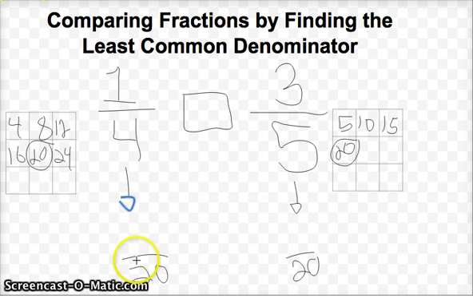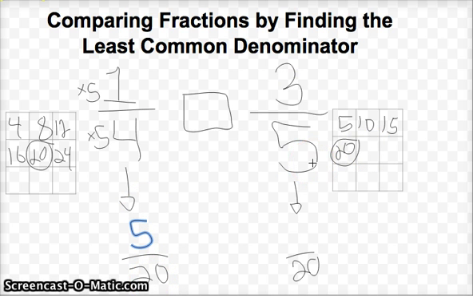However, I can't just take the 1 and put it here because 1/4 is not the same as 1/20. And I can't just take the 3 and put it over here because 3/5 is not equivalent, is not the same as 3/20. So I go back to my grid and I ask myself, how did I turn that 4 into 20? 4 times what gave me 20? So 4 times 1, 2, 3, 4, 5. 4 times 5 brought me to 20. So that means I need to do the 1 times 5. Multiply the bottom, multiply the top. Whatever you do to the bottom, you do to the top. So 5 times 1 equals 5. So an equivalent fraction to 1/4 is 5/20.